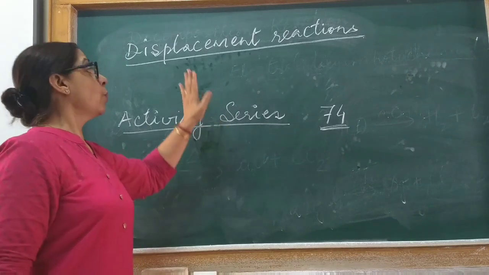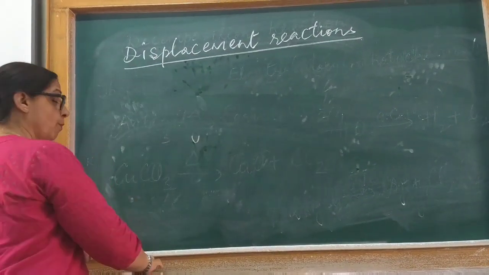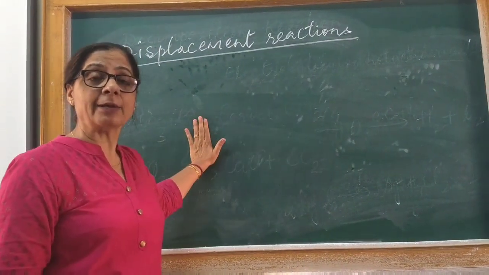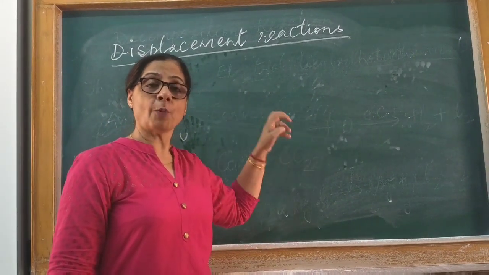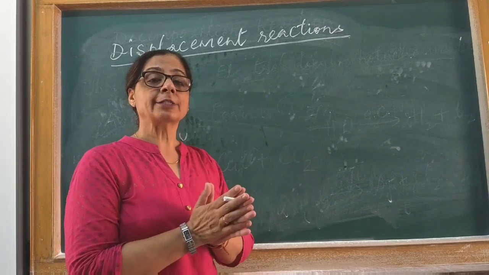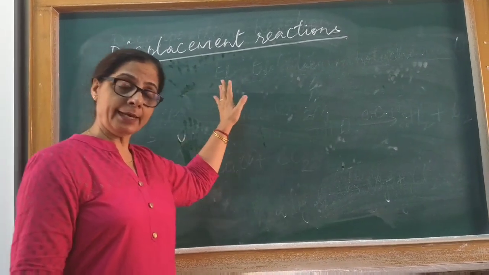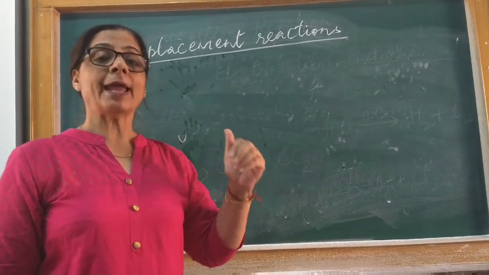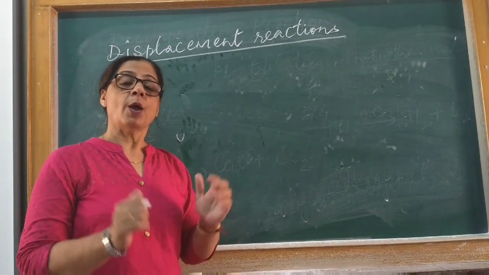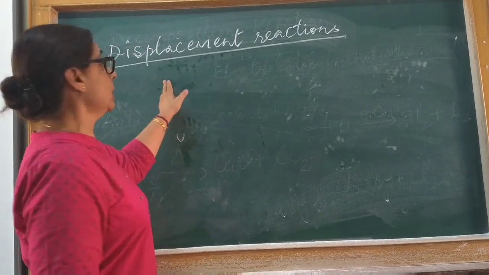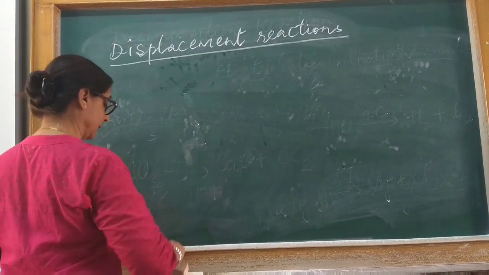Now, what happens in the displacement reaction? When a more active or reactive element displaces a less active or reactive element from its compound when they are reacted together, it is called a displacement reaction. Once again, when a more reactive element displaces a less reactive element from its compound when they are reacted together, it is called displacement reaction. I think you will understand better when you take this example.